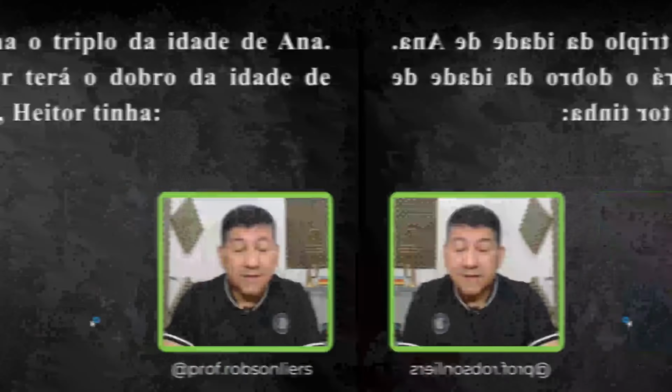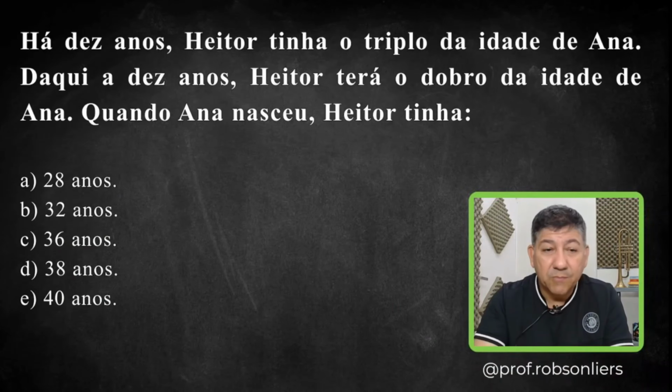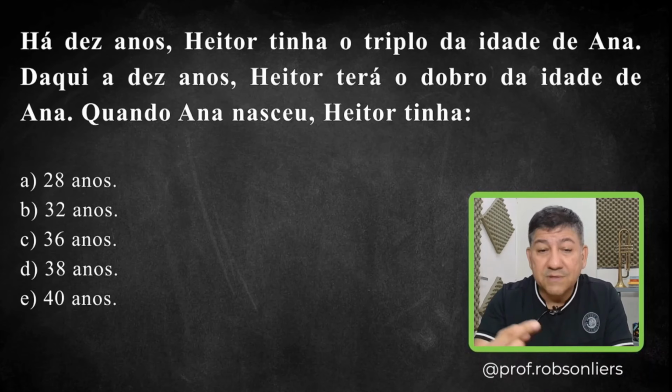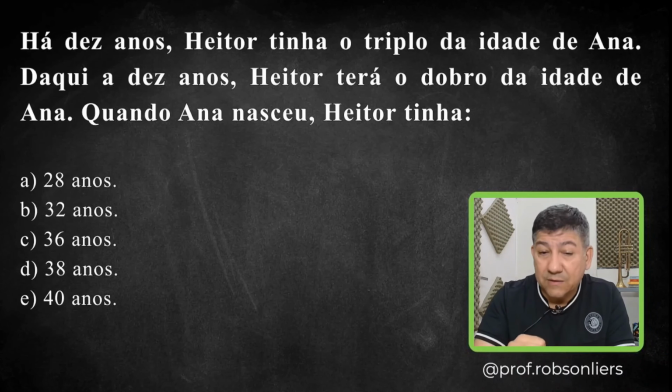Come with me. So, were you able to solve it on your own? Let's go through the step-by-step solution. Look, 10 years ago, Heitor was 3 times Anna's age. 10 years from now, Heitor will be twice Anna's age. How old was Heitor when Anna was born? Here are the options. Look.